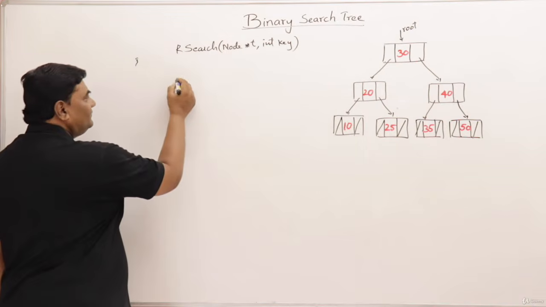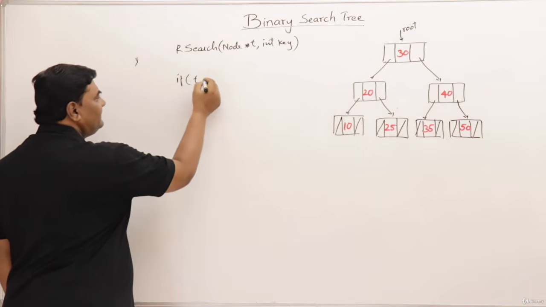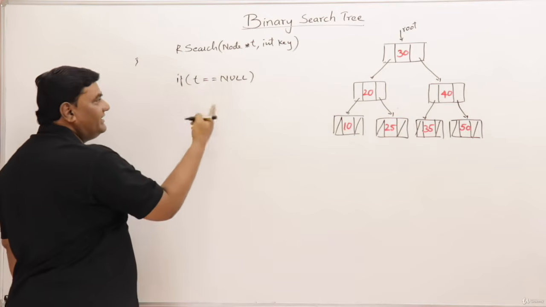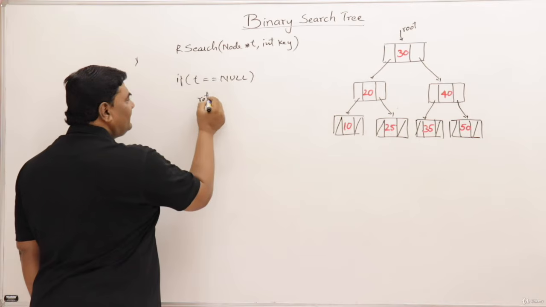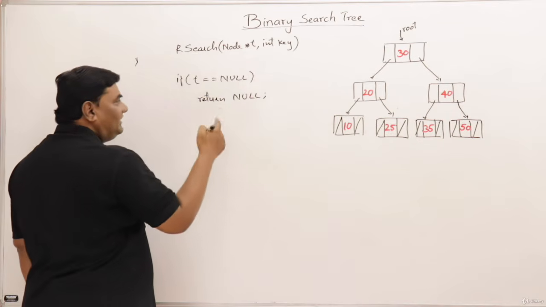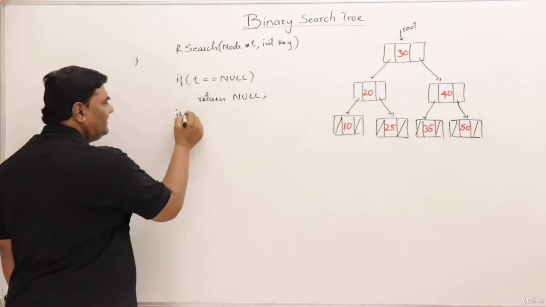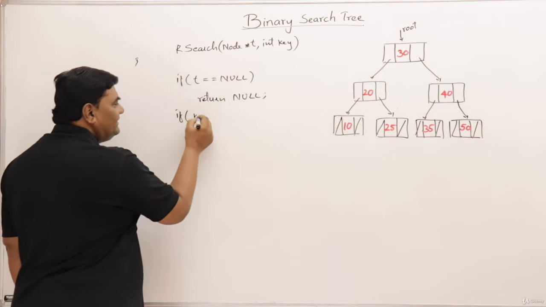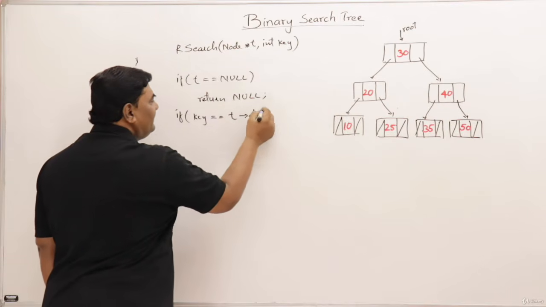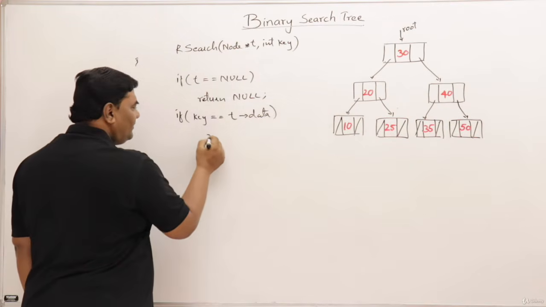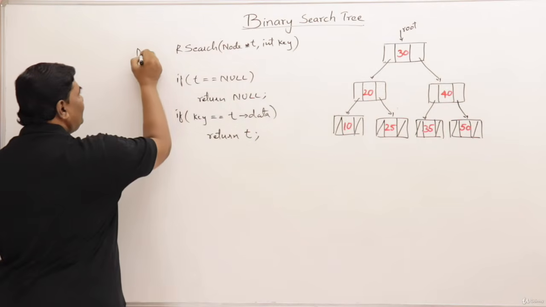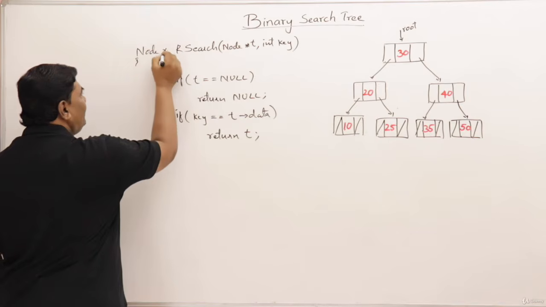So first I will write down if t is null. I will write down the failure condition first. If t is null, then return null, meaning the element is not found. Otherwise, compare. If key is equal to t's data, if it is matching, then the key is found. Then return t. So it should return a pointer to the node in which that key is found.